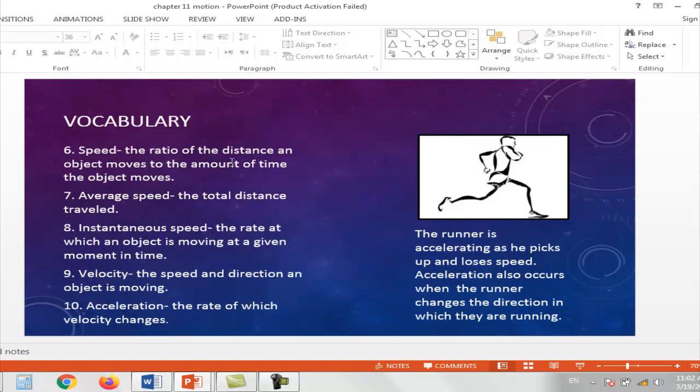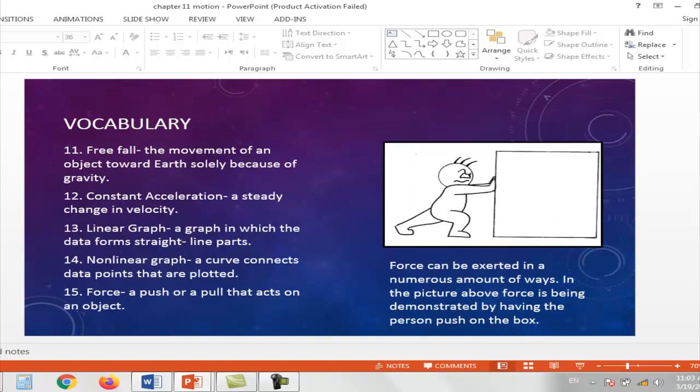After that, we talked about velocity and speed, and the difference between them. And we said that we have an important definition called acceleration, the rate at which velocity changes. Free fall is the movement of an object toward the earth because of gravity.